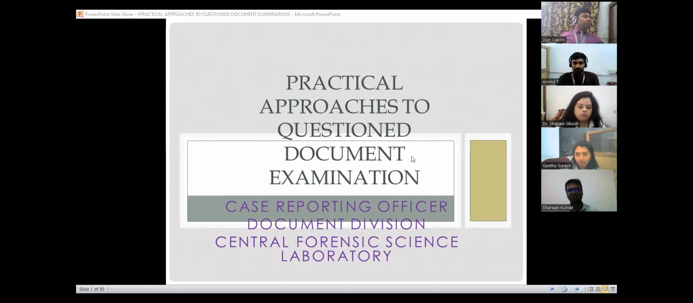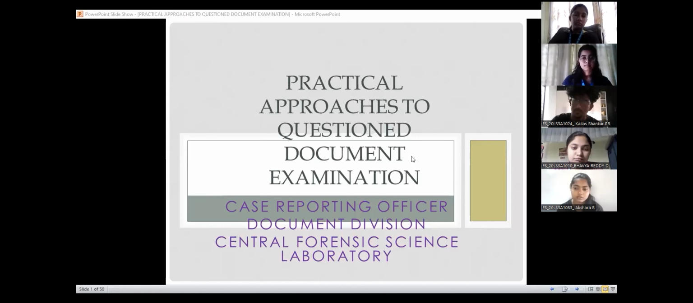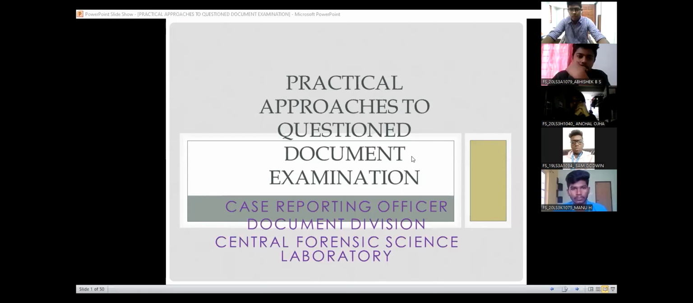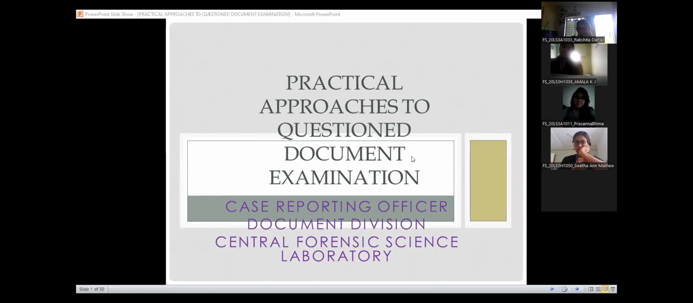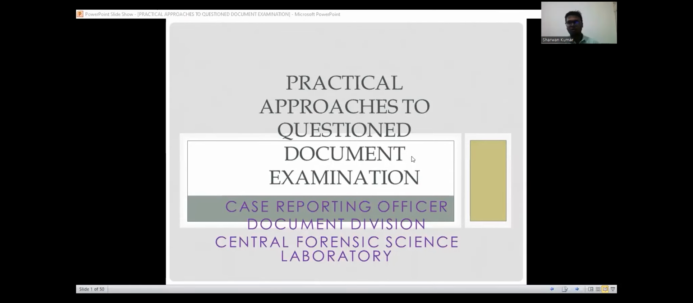For example, we have forensic chemistry, forensic ballistics, forensic toxicology, forensic medicine. Barring questioned document examination and fingerprint examination, these are all applications of core sciences to law and justice. Questioned document examination and fingerprint examination are the only sciences which evolved just for law and justice.